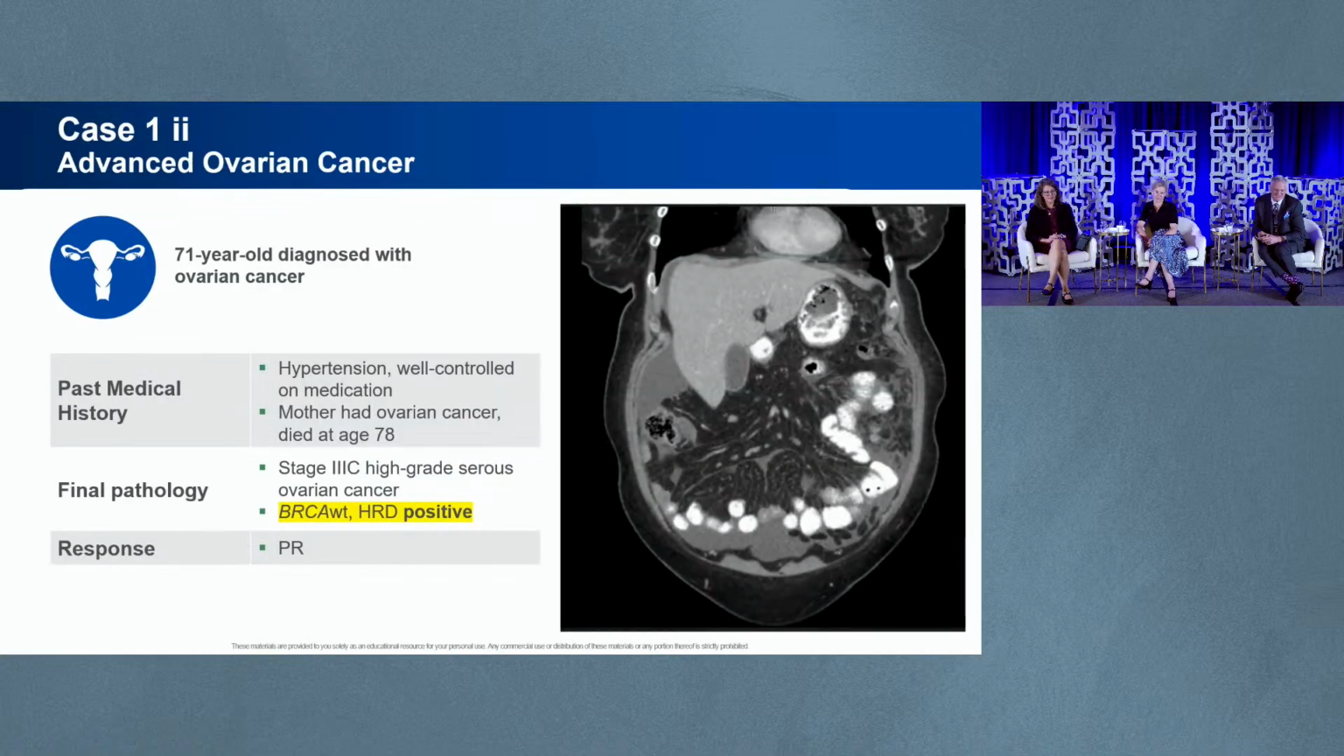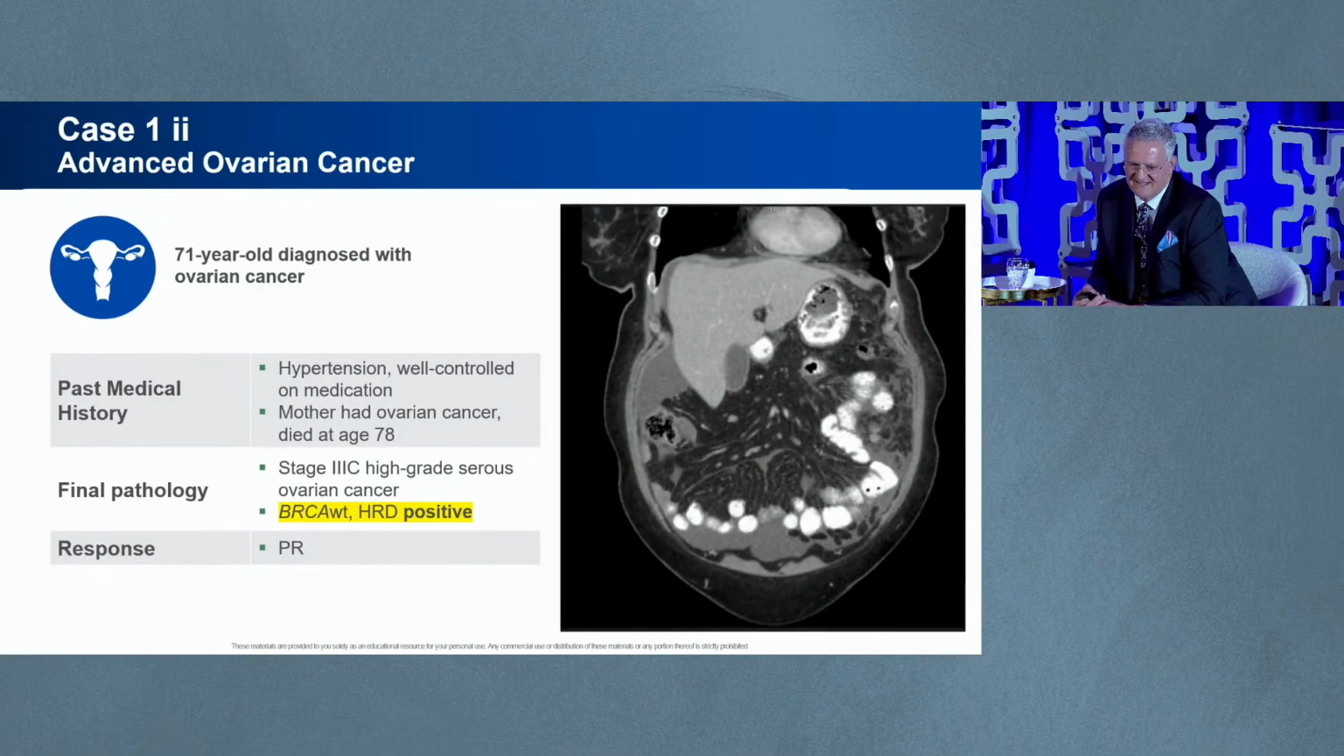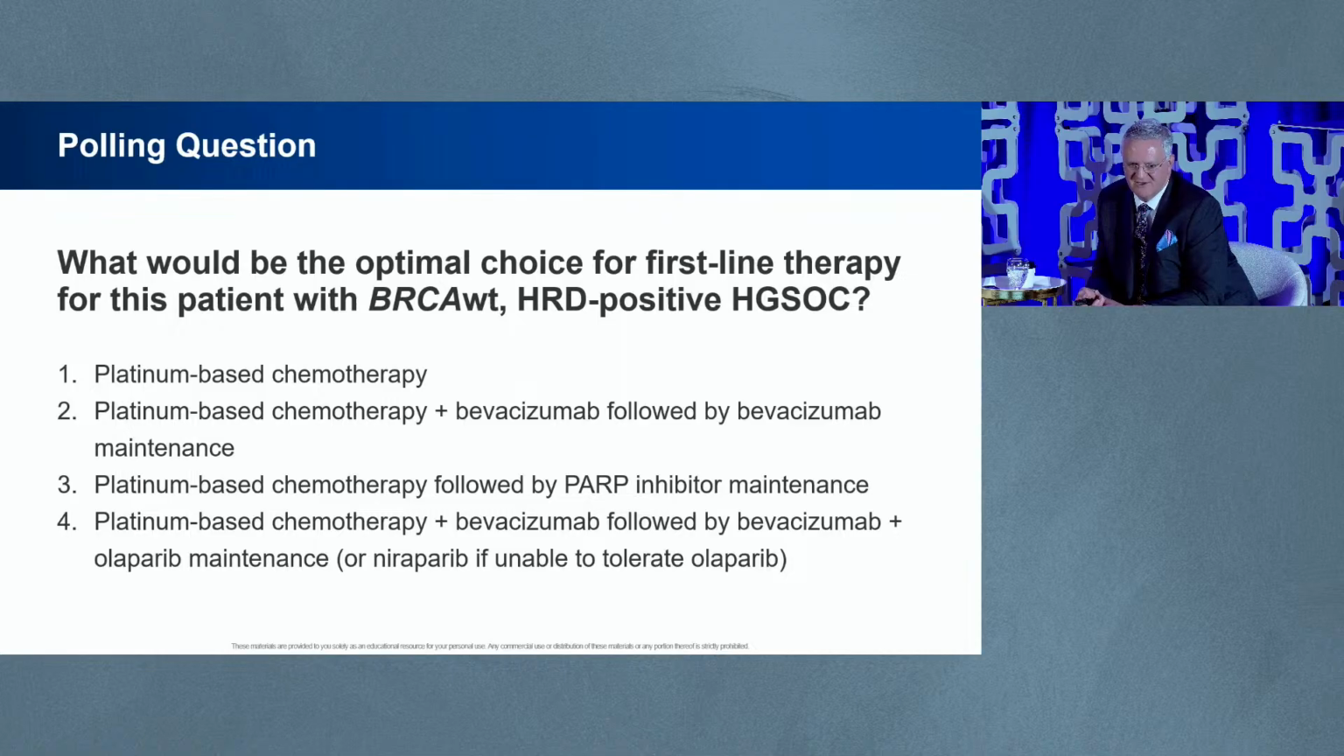Fascinating. So we're back to the case. I've highlighted the things so it is obvious now. HRD positive, so not a BRCA mutant tumor, but the tumor is more sensitive to PARP inhibitor. Same combinations: chemo, chemo-bev, chemo-PARP inhibitor, chemo-PAOLA-1.